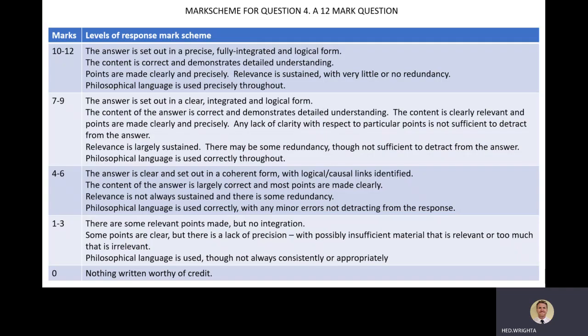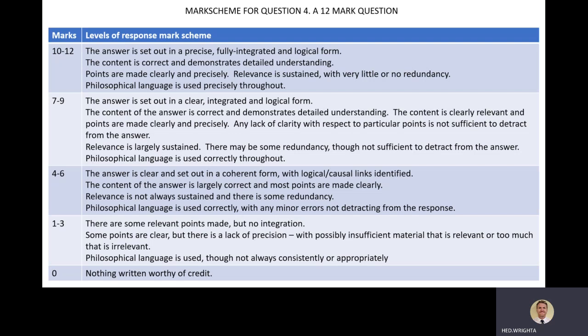Okay, so mark scheme for question 4. 12-mark question. Marks 10 to 12: answer precise, fully integrated, logical form. Content is correct. Points are made clearly, precisely. Philosophical language used throughout. Okay, again, clearly, these are going to be long answers. So I'm going to read it out. I want you to be thinking, what mark would you give it again? Look at marks 4 to 6.